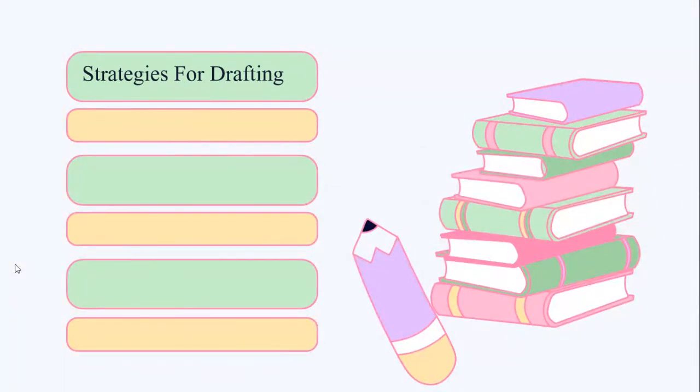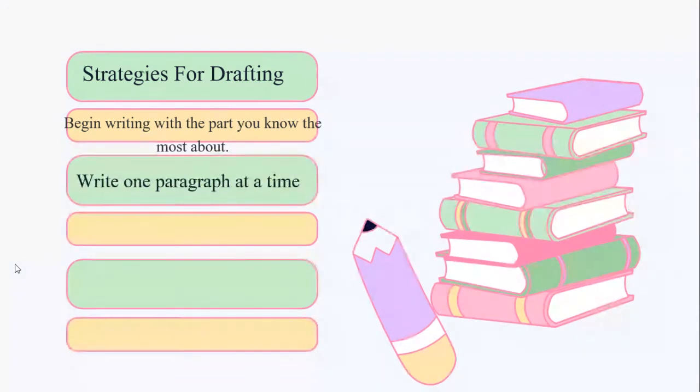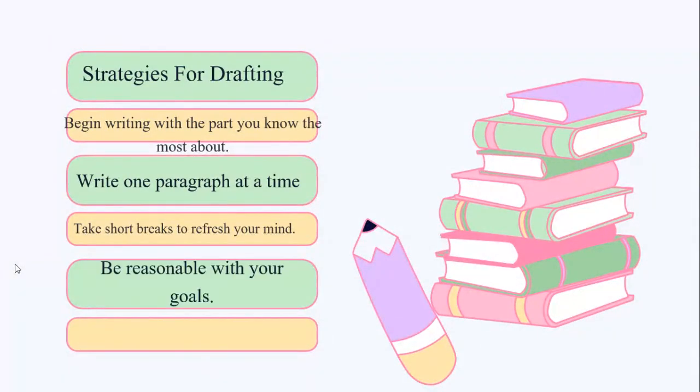Strategies for drafting. The first one, begin writing with the parts you know the most about. You can start with the third paragraph in your outline if ideas come easily to mind. You can start with the second paragraph or the first paragraph. Write one paragraph at a time and then stop. As long as you complete the assignment on time, you may choose how many paragraphs you complete in one setting. Take a short break to refresh your mind. Be reasonable with your goals. If you decide to take a 10-minute break, try to stick to that goal. Also, deadlines. You have to meet your deadlines. Keep your audience and purpose in mind as you write.